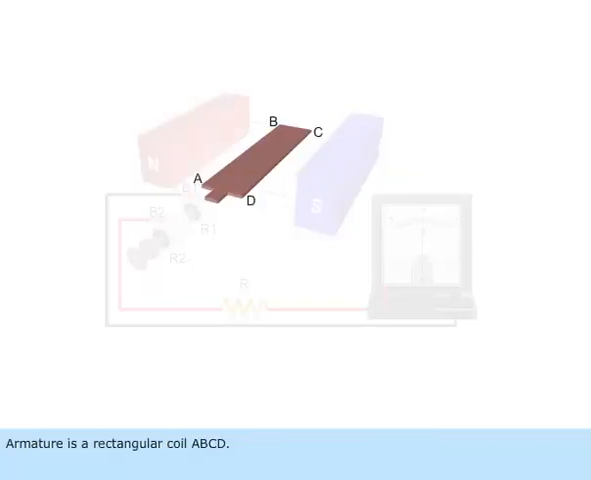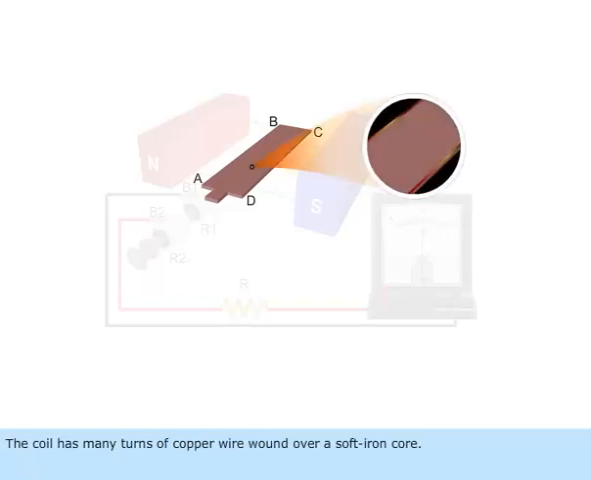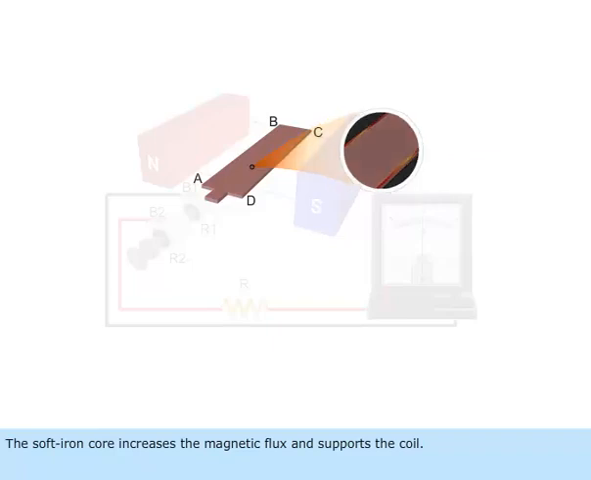Armature is a rectangular coil ABCD. The coil has many turns of copper wire wound over a soft iron core. The soft iron core increases the magnetic flux and supports the coil.